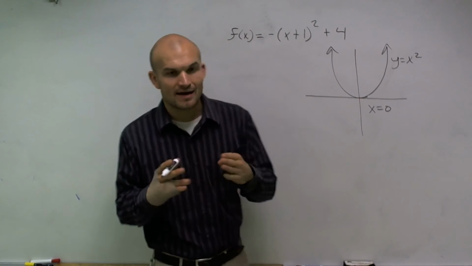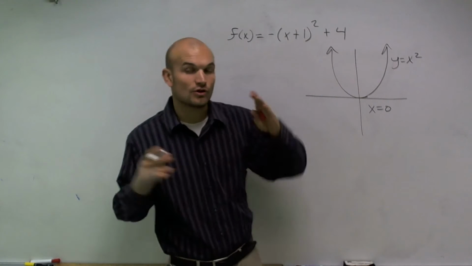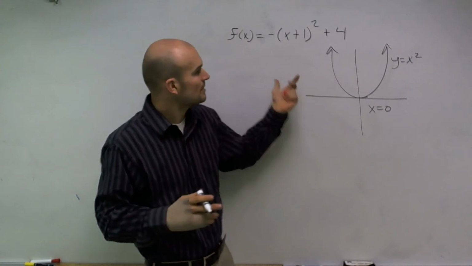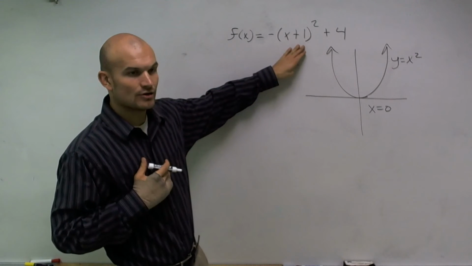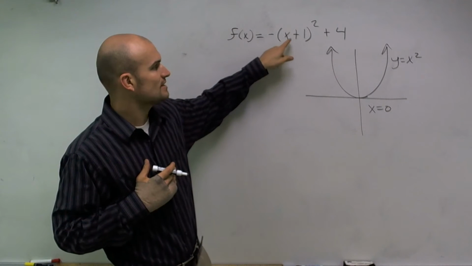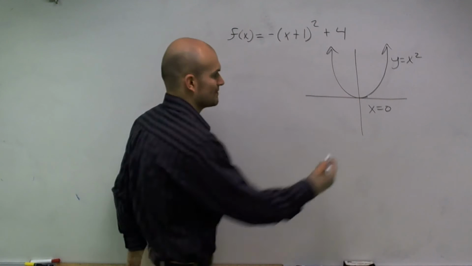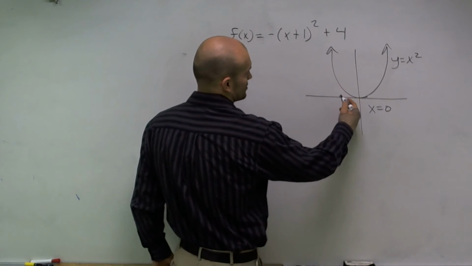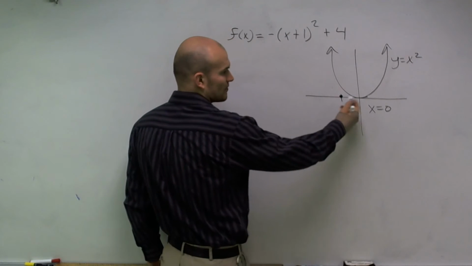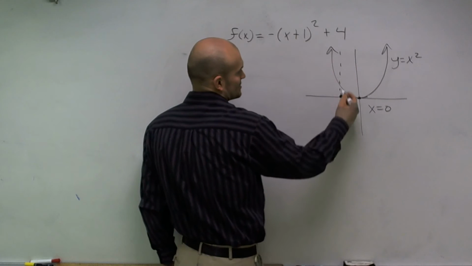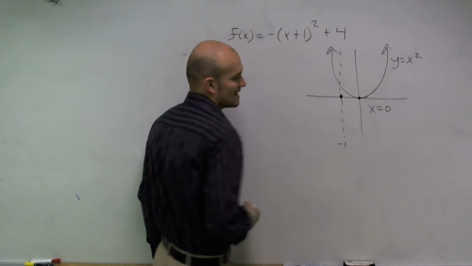The only way it's going to change is when I shift it left or right. So I know by knowing my transformations that this graph, since x plus 1, that tells me I'm going to shift my graph 1 unit to the left. So actually this graph is going to be shifted this unit. So therefore, since my vertex is on my axis of symmetry, my new axis of symmetry is at -1.